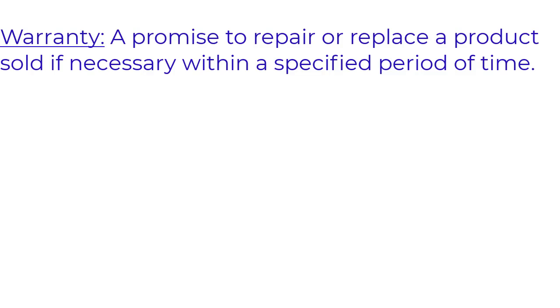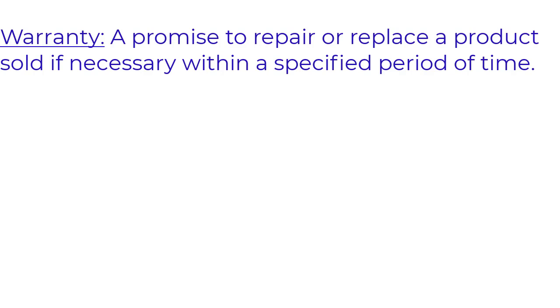Hello! Today we're going to be completing the journal entries related to warranty transactions. A warranty is created when a company promises to repair or replace a product they sold if necessary within a specified period of time. Warranties create a special problem for accounting because an item sold in one period might get repaired or replaced in an entirely different period, possibly even years down the road.